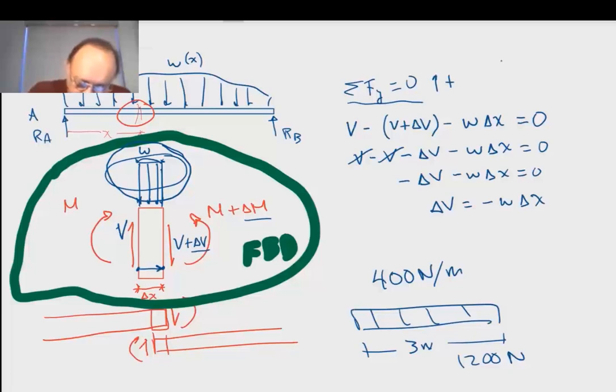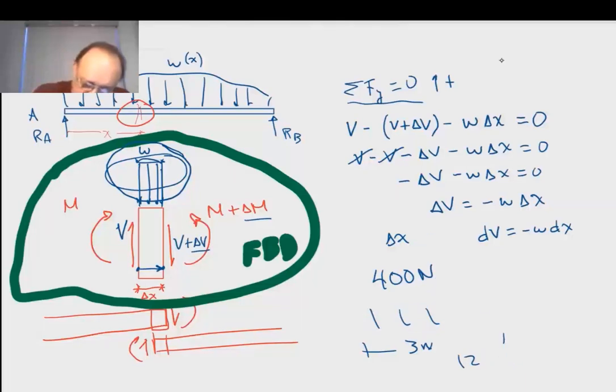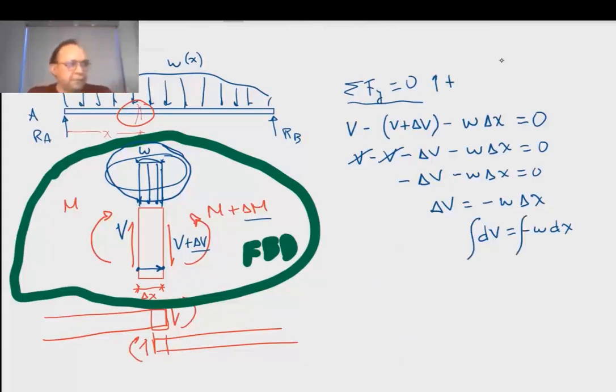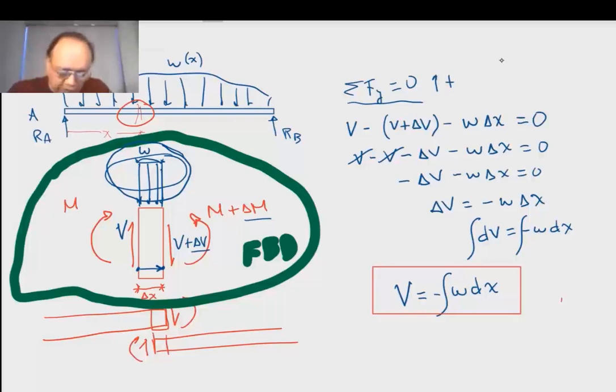If I go to delta X tending to 0, we go to the expression dV equals minus W dx. This takes me to this expression. I can integrate this on both sides, and I have that V is equal to the integral of W dx. I want to point to this expression here.